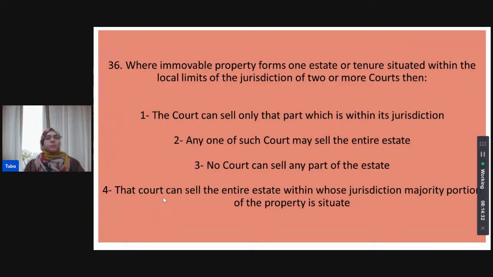What happens? Again, quite a practical problem to have as judges of tomorrow. What is the correct legal position on this? Which court sells what portion? Let me see some answers. Come on.